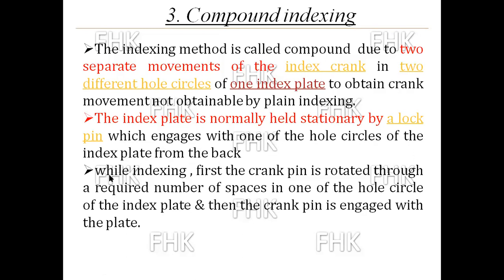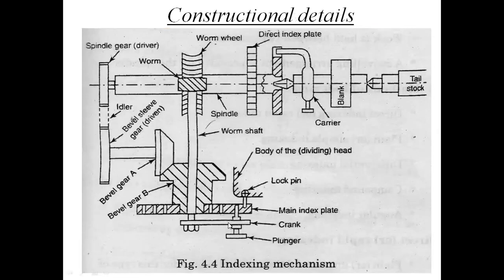Now the next point is, while indexing, first the crank pin is rotated through a required number of spaces in one of the whole circles of the index plate. This is the crank pin and this is the lock pin. Differentiate between these two components in this assembly. This is the crank pin. Why is it called a crank pin? Because it is a part of that crank. It is also rotating through 360. That way it is called a crank pin.